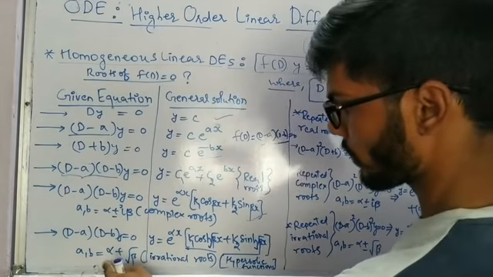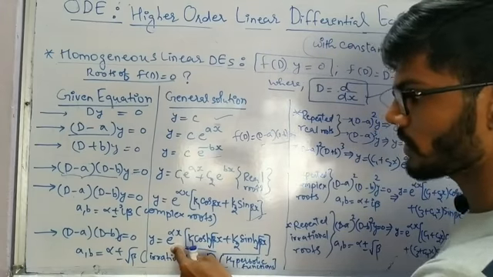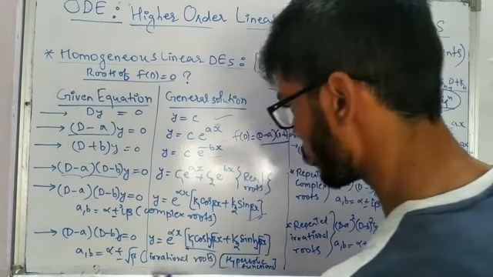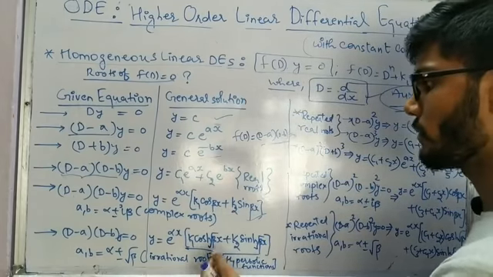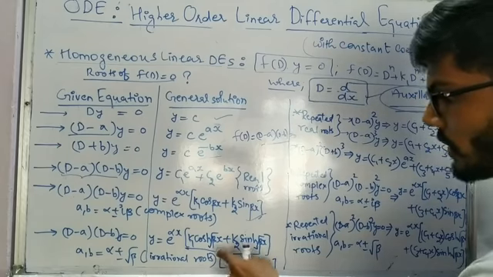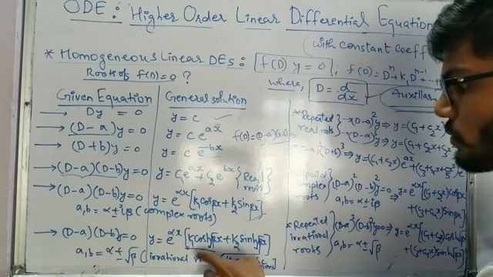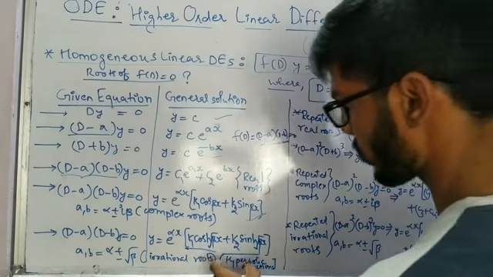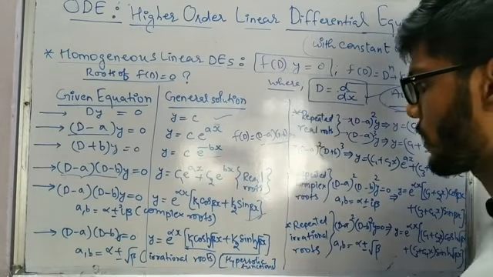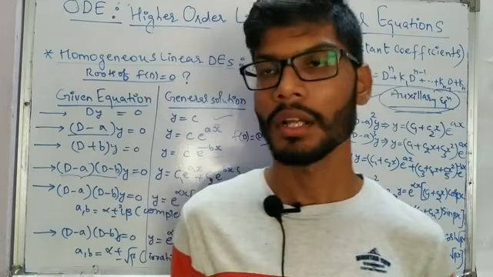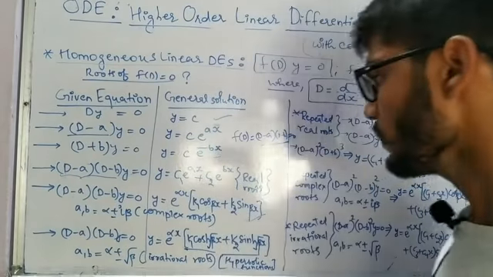So the alpha part again is going to come in the same format, e power alpha x, but the root beta part, which came in the form of trigonometric functions in the case of complex roots, will here come as hyperbolic functions. So k1 cos hyperbolic root over beta x plus k2 sin hyperbolic root over beta x. So we have to be very careful whether our roots are real or complex or irrational.